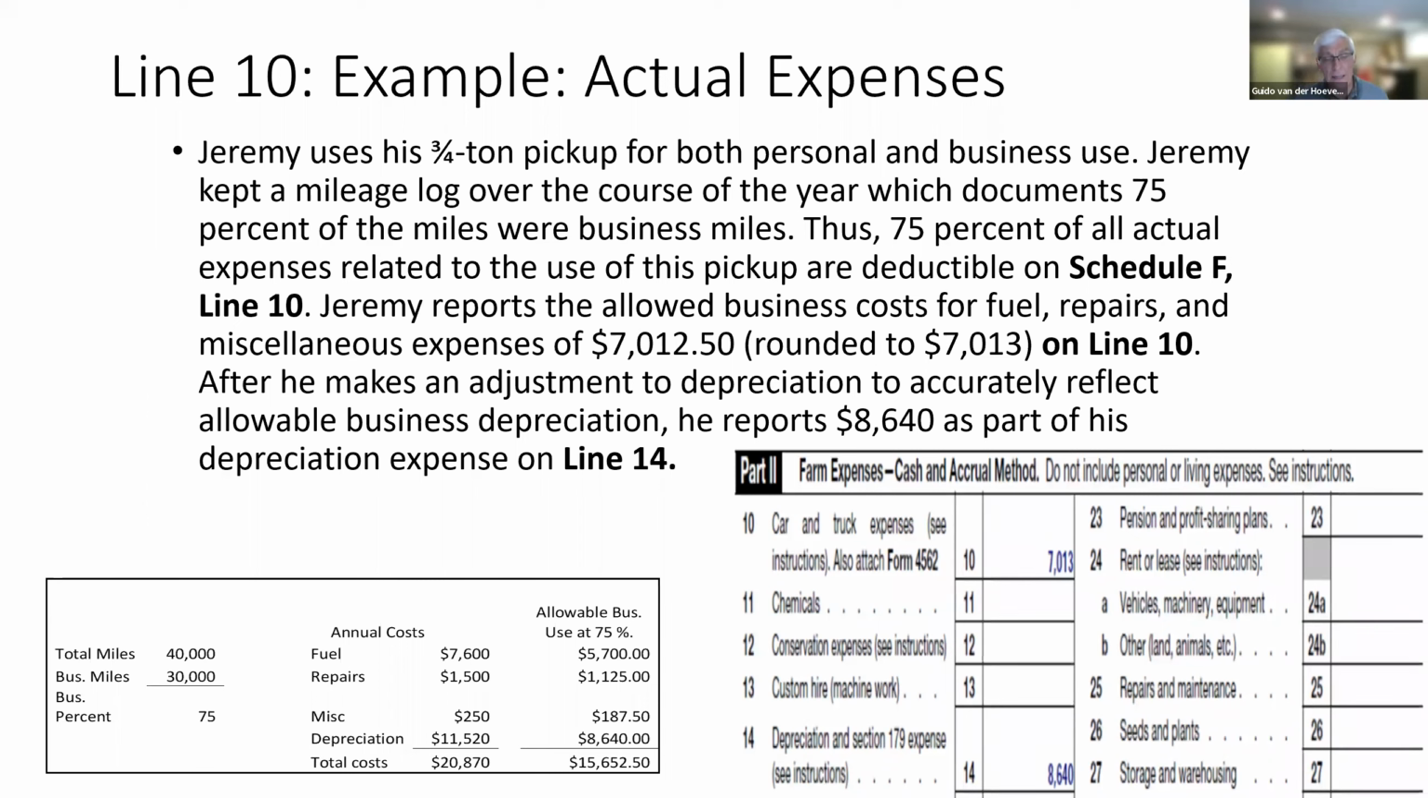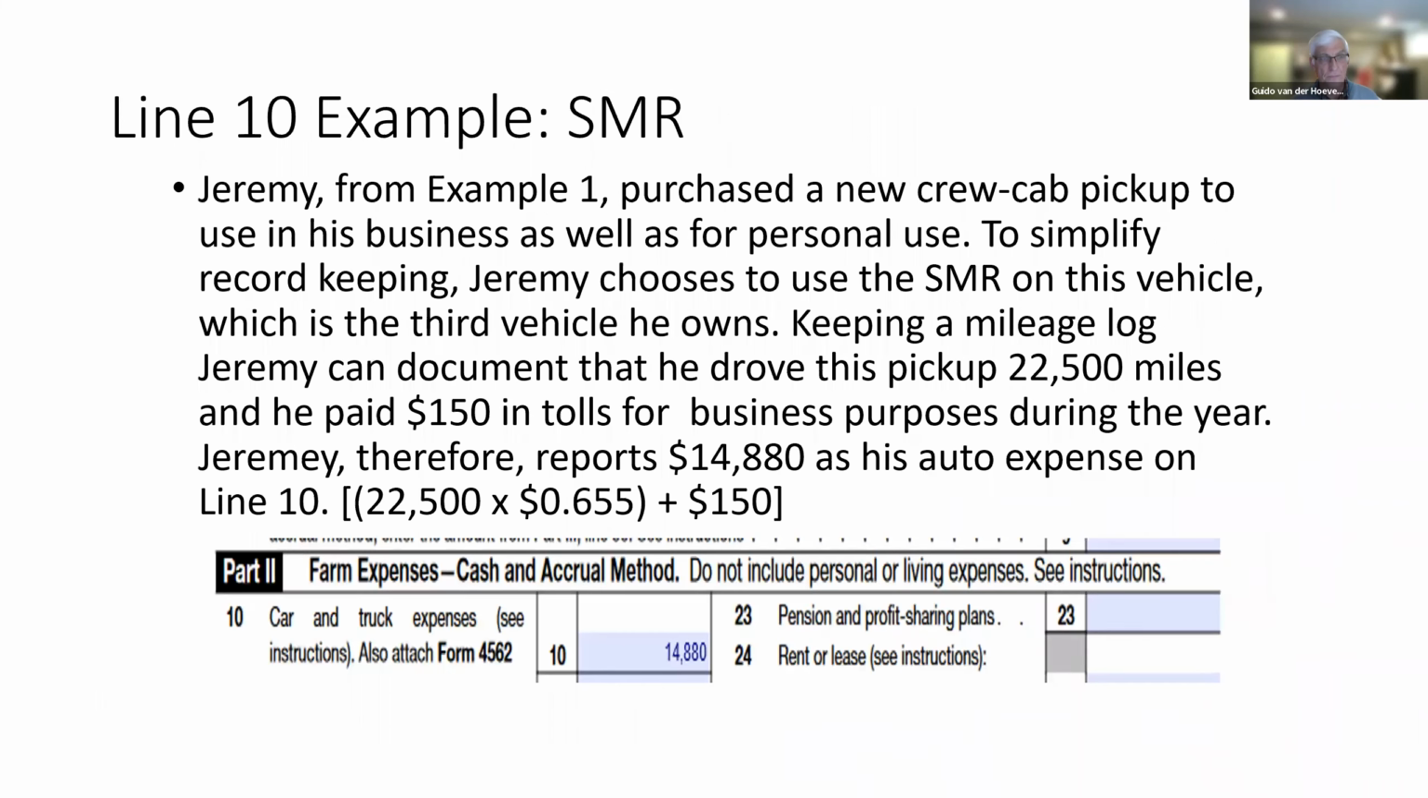And so you can see that we will report the depreciation portion on line 14. There's our 8640, and then the balance to get our 15,652. That's going to be our $713 that you can see on line 10 of this particular example.